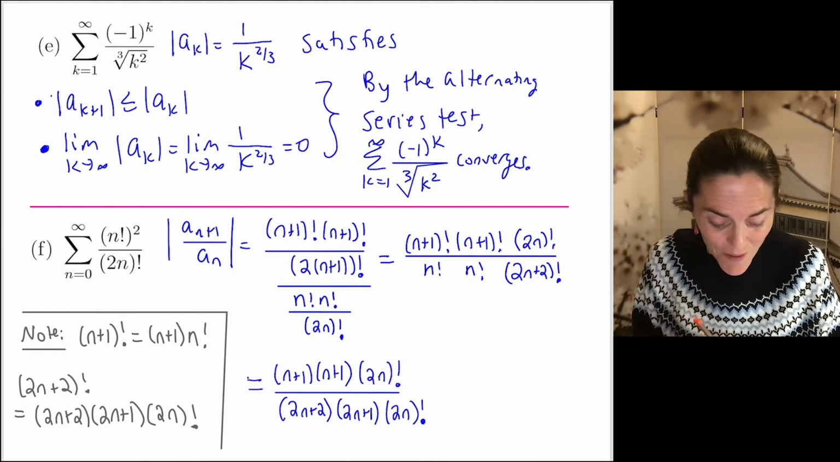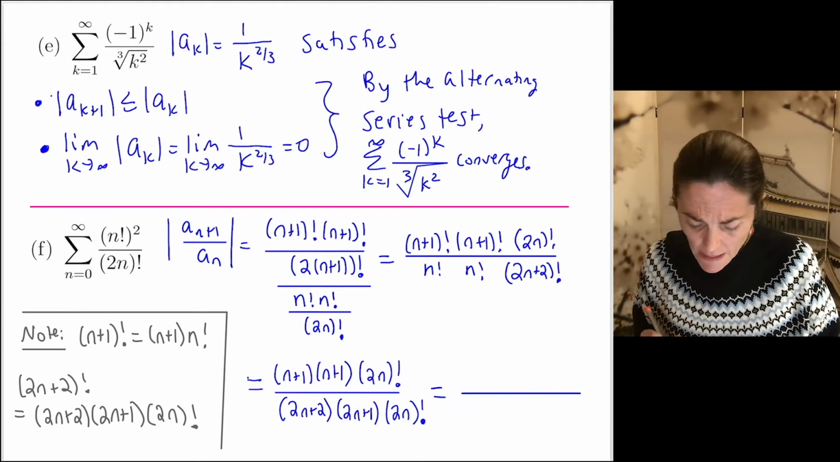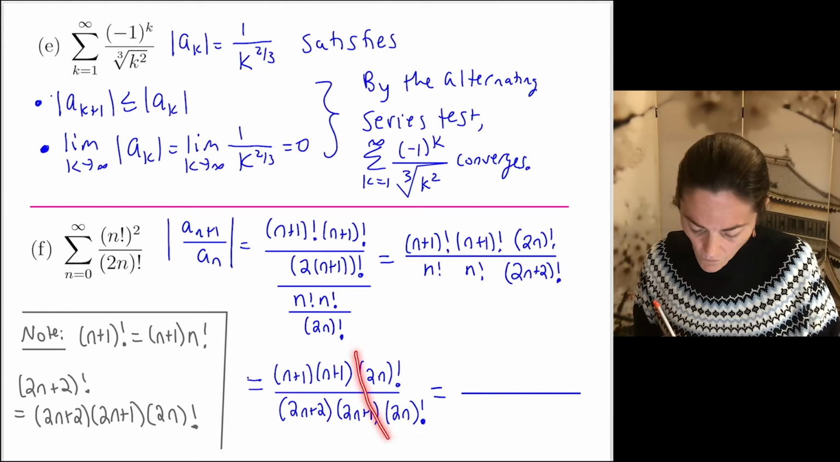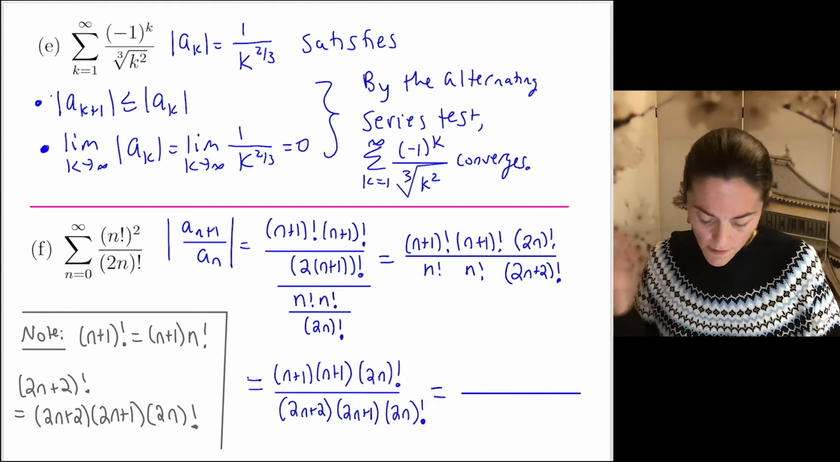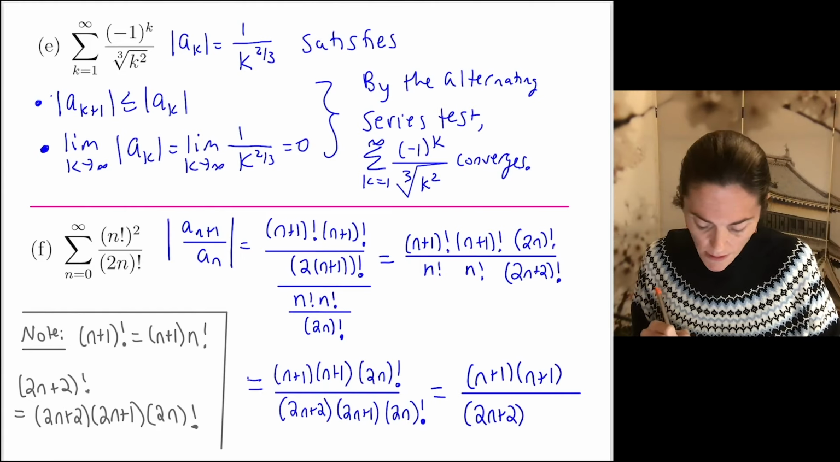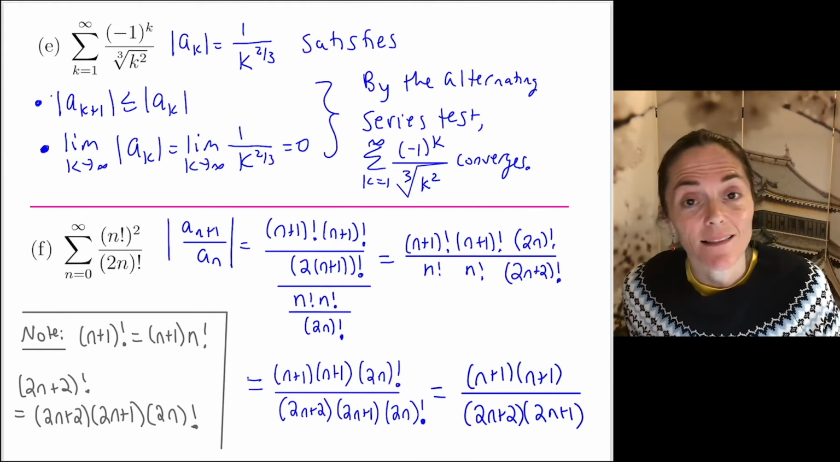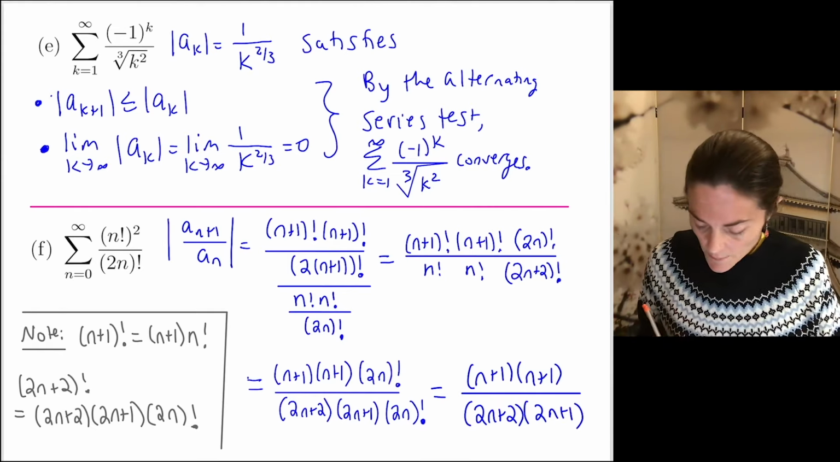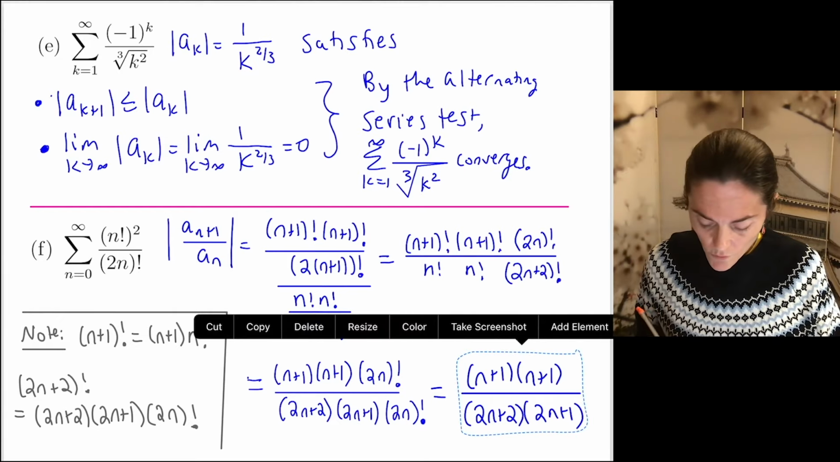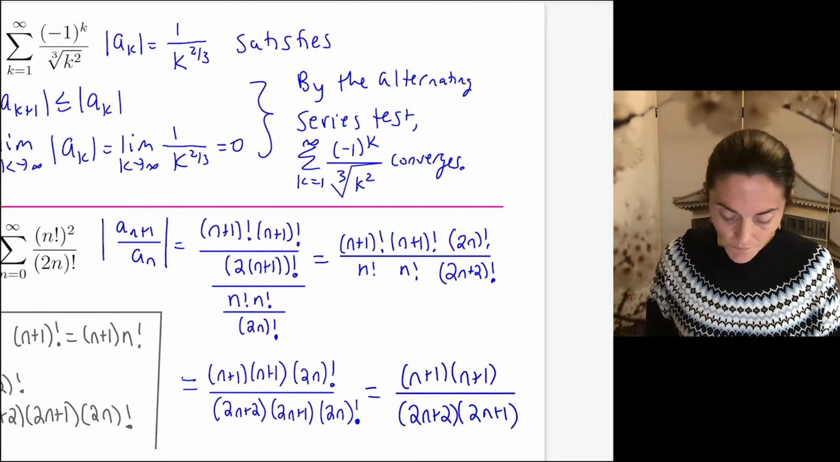Now, well, we have one more step, right? To simplify this, once we see here, this part is one. And so we're left with just (n+1) times (n+1), and then we have (2n+2) times (2n+1) in the denominator. This I can take a limit of. Maybe I'll just copy this and paste. We will move to the next page to finish this problem.